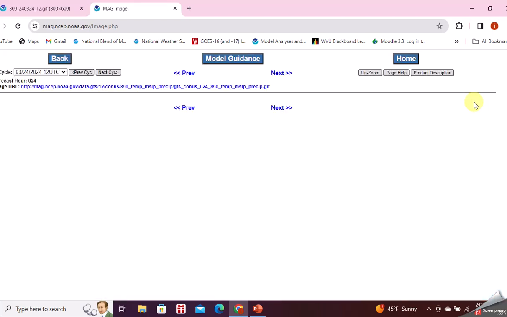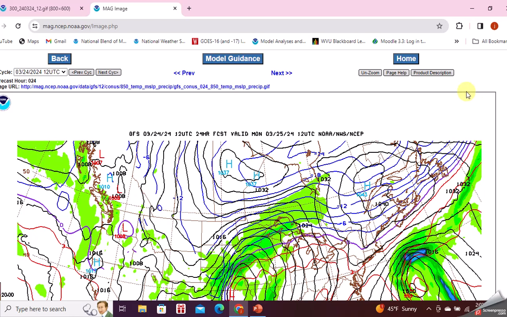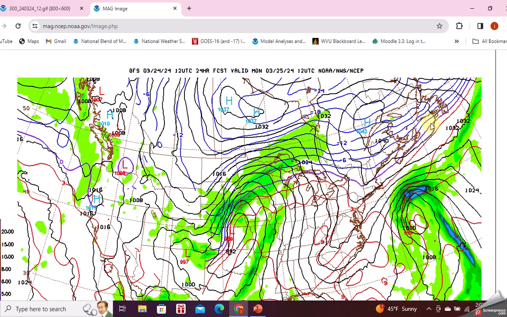Remember, we had a low up over Nova Scotia. We had a low over Colorado. Well, what do we have now? This is 24 hours later. That low that was over Nova Scotia is gone, but there is a new low. Remember, we did have low pressure off the Bahamas. Well, now that same low has moved up to off the mid-Atlantic coast.